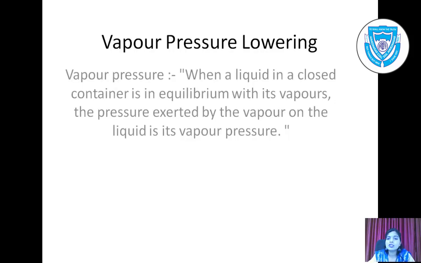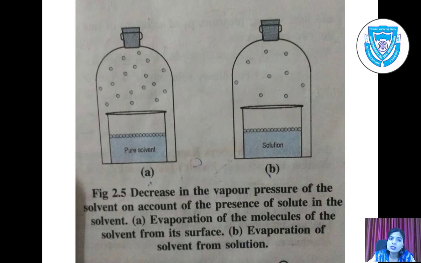Again we'll come back to our definition. When a liquid is in a closed container, it is in equilibrium with its vapors, and the pressure exerted by the vapor on the liquid is called its vapor pressure. Now here, those molecules which have evaporated, when they come back and exert a pressure on the liquid, that is called vapor pressure.